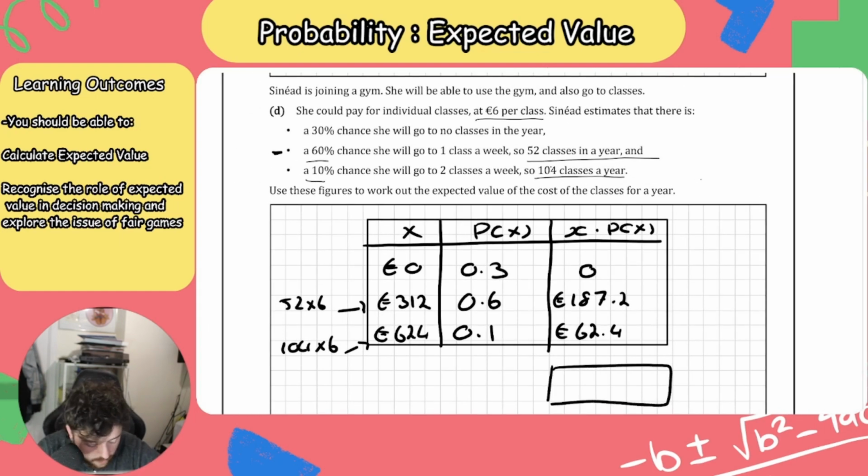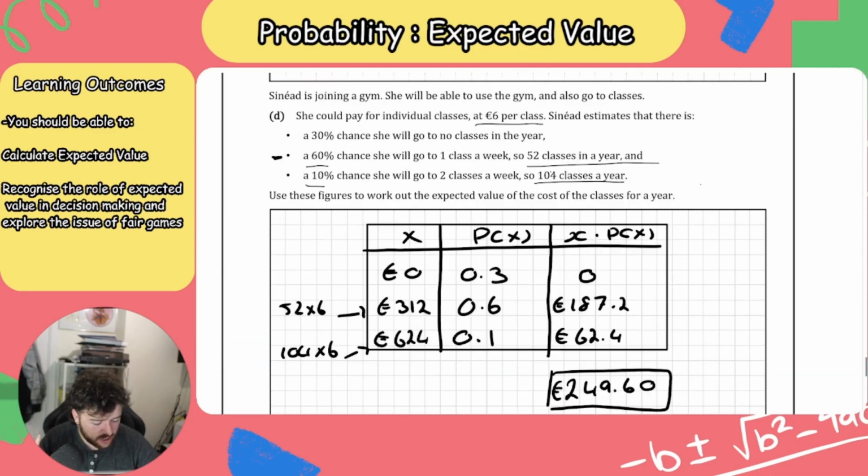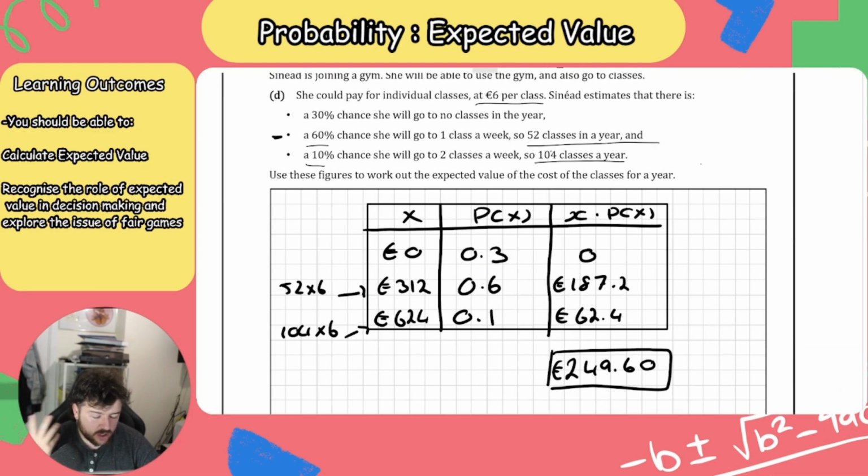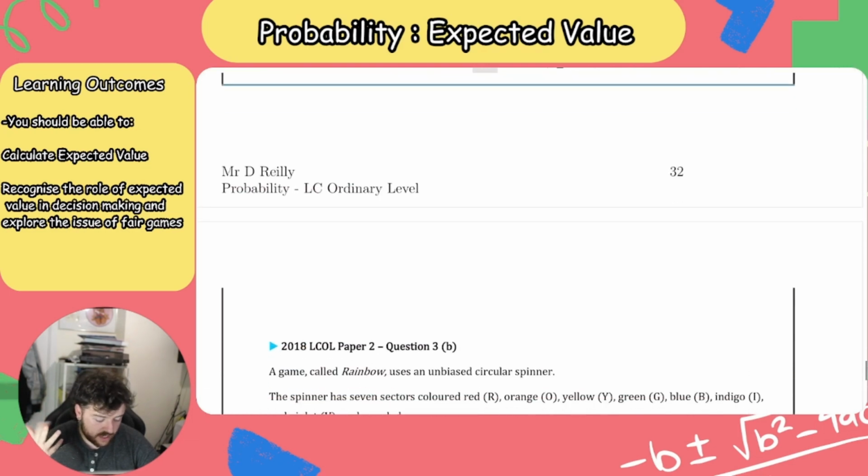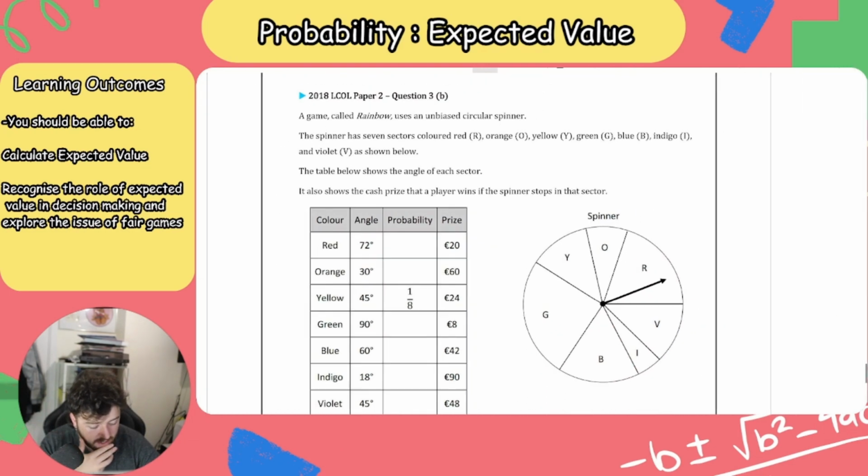So add them up. 187.2 plus 62.4 is going to give me €249.6. So Sinead is doing the maths in her head. She's like, okay, if I do my probabilities and everything, my expected value is around €249. Right? So she hasn't committed anything. She just kind of rationalizes it in her head a bit. So she could, on average, spend €250. 250-ish euro.